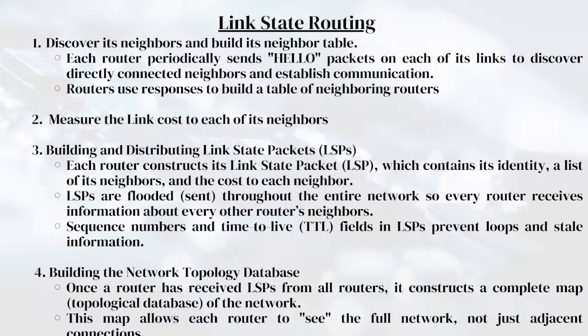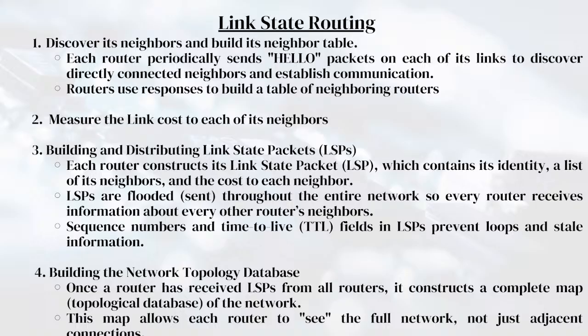The second point is to measure the link cost to each of its neighbors. The third one is building and distributing link state packets. Each router constructs its link state packet, which contains its identity, a list of its neighbors, and the cost to each neighbor. Then the link state packets are sent throughout the entire network.